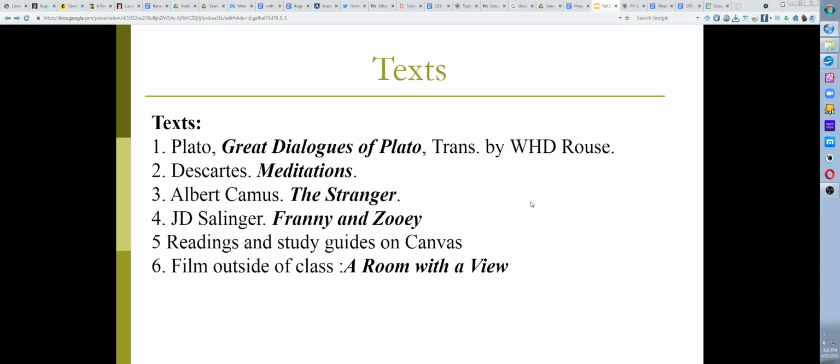There are two books that you won't be able to find online, which are the novels that we're going to be using as a focus for our discussion. Albert Camus' novel, The Stranger, and J.D. Salinger's novel, Franny and Zooey. Those can also be purchased at Amazon for very cheap, or at any bookstore. We'll have copies of both of those books.